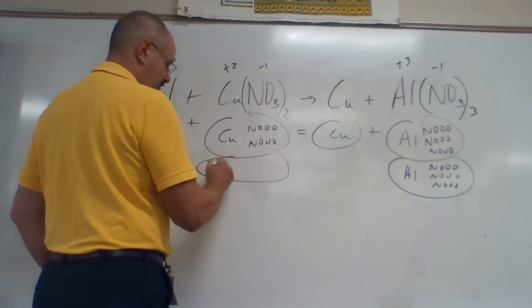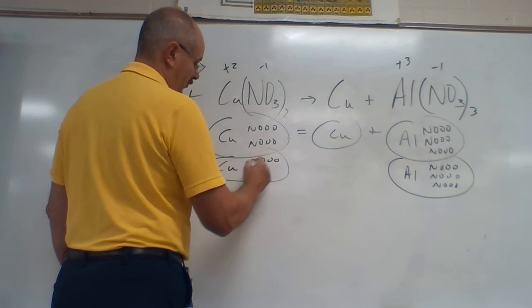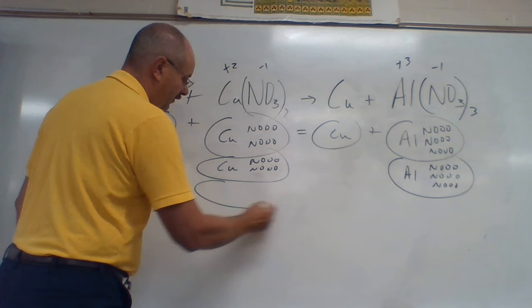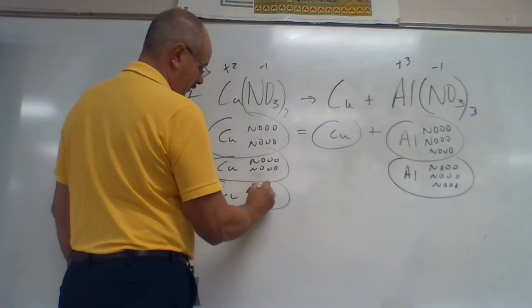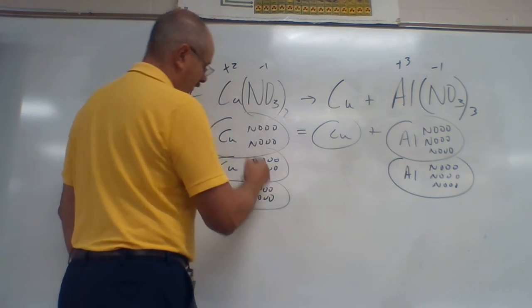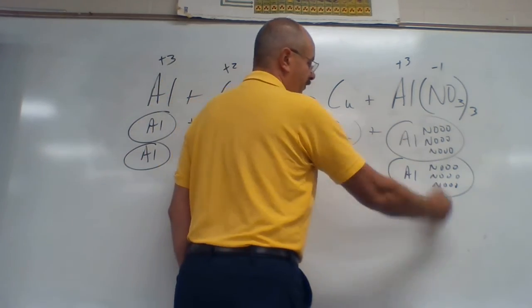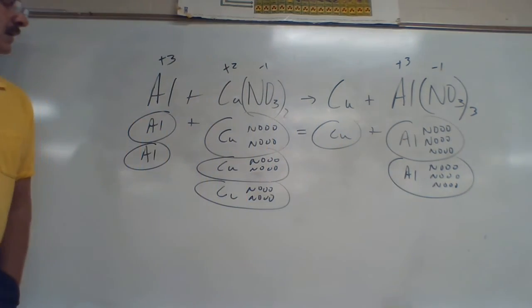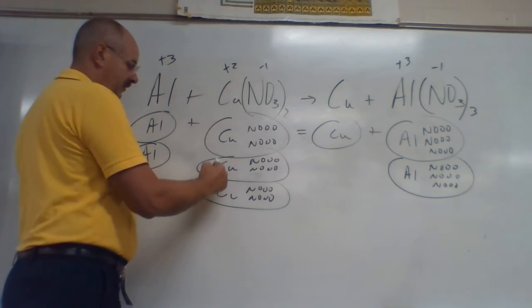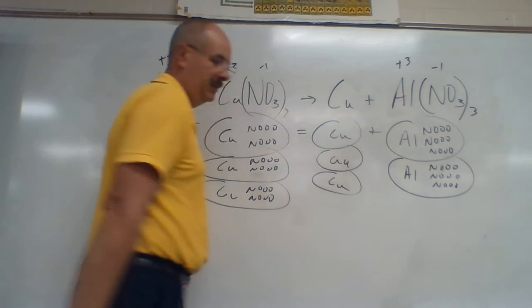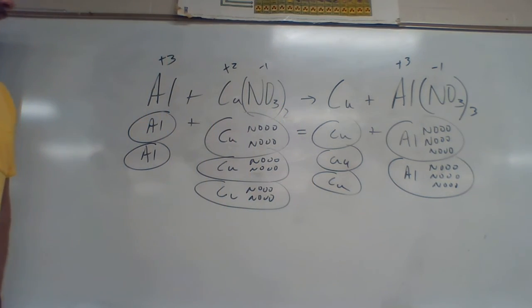Ooh, I need some more of this guy. Oops. Put an extra one there. Now I have 1, 2, 3, 4, 5, 6 N's and 1, 2, 3, 4, 5, 6 N's. Those are even. But that also messed up my Cu's. 1, 2, 3. So I need a couple more Cu's in here. There's my 3 Cu's.